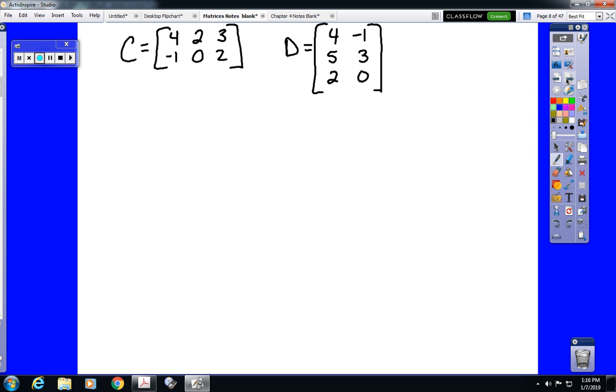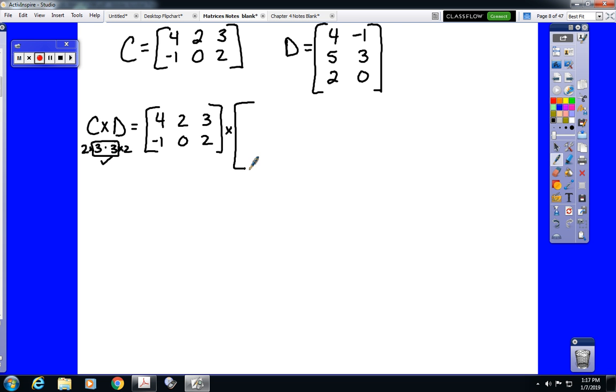Okay, that brings us to C times D, which is the last example. Again, I would highly suggest that you write out both of the matrices that you are going to be multiplying. And by the way, C times D does exist, because C is 2 by 3 and D is 3 by 2. So those middle numbers check out. So we are multiplying 4, negative 1, 5, 3, 2, 0.